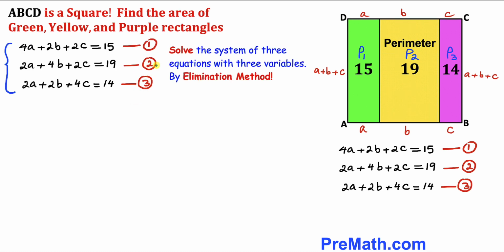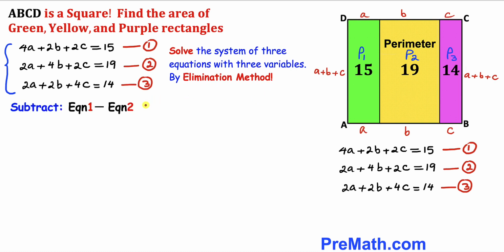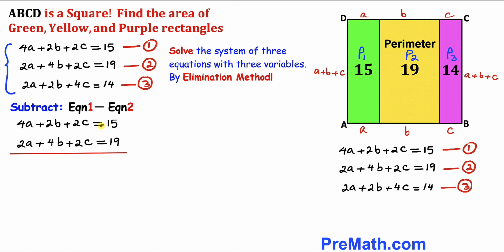So thus we got a system of 3 equations with 3 variables, and we are going to solve it using the elimination method. Therefore, let's go ahead and subtract equation 2 from equation 1. And here are our equations 1 and 2. Let's go ahead and subtract. Let me change the signs for this equation 2. These all positive change into negative signs.